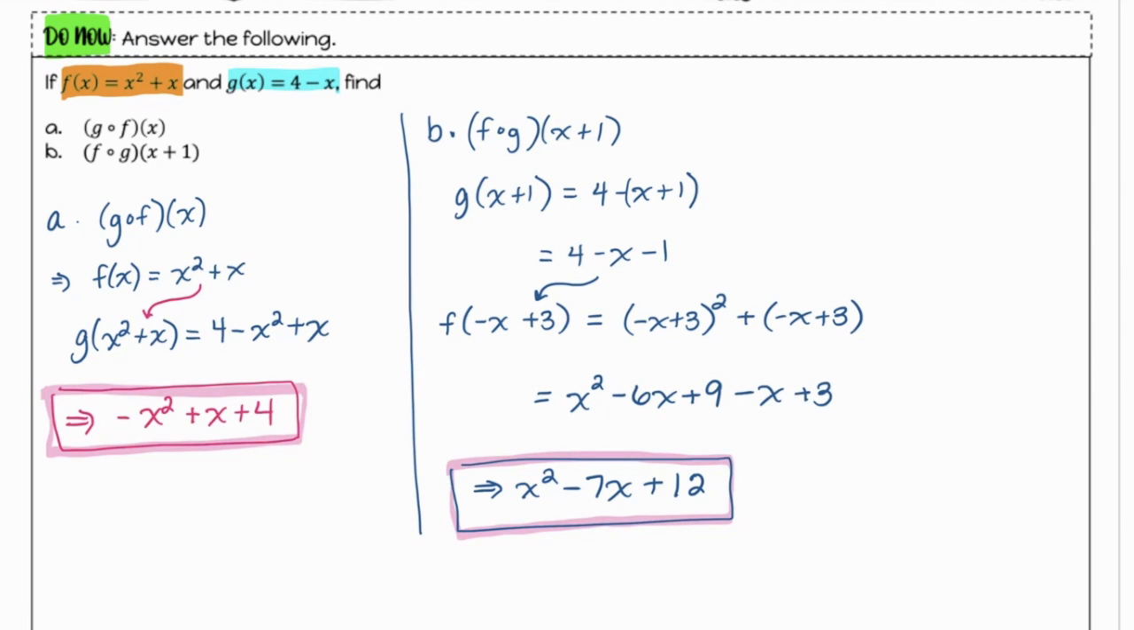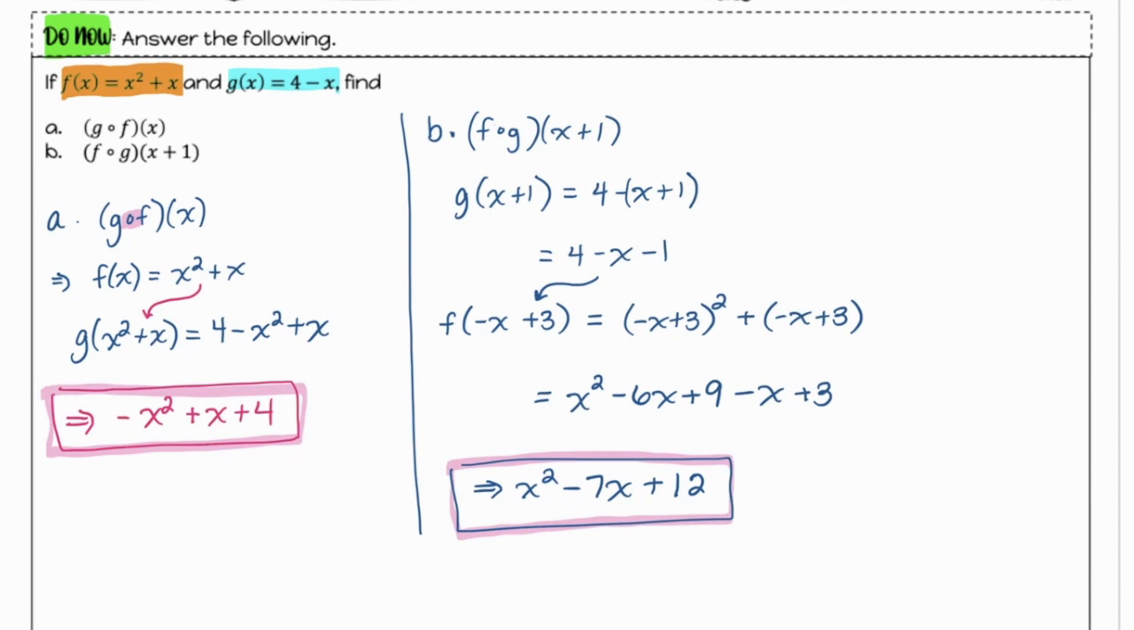Okay, so here are our two answers. For part A, I got negative x squared plus x plus 4. Again, we have a composition, g composed of f of x, which means f of x is what I'm starting with. My input is x, so nothing changes to the function. I get the output of x squared plus x. I input that output into my g function and end up at that answer.